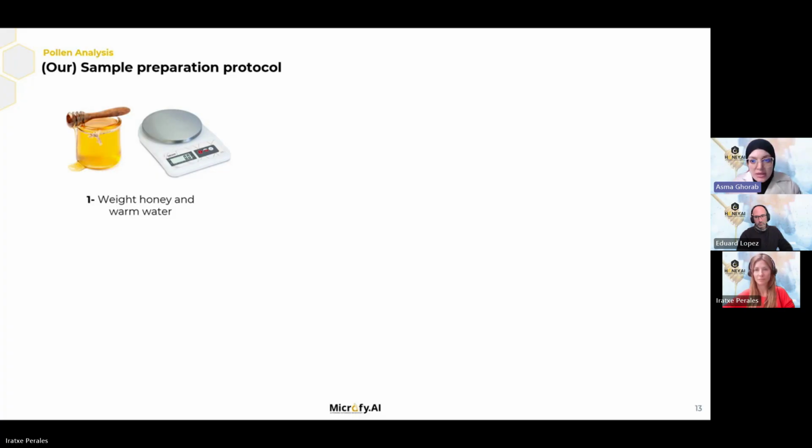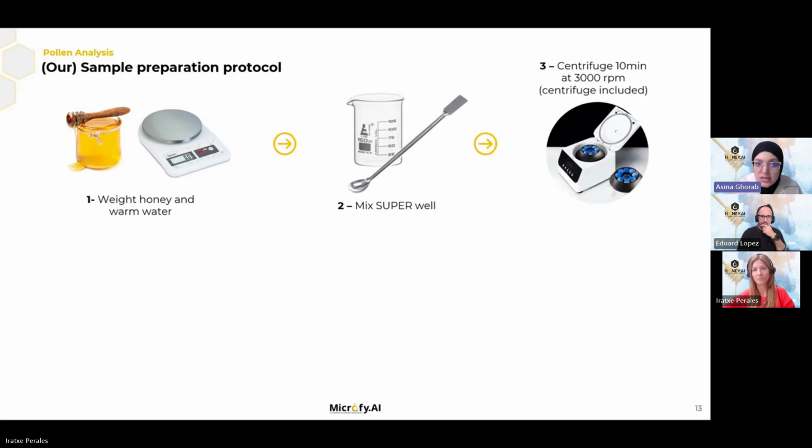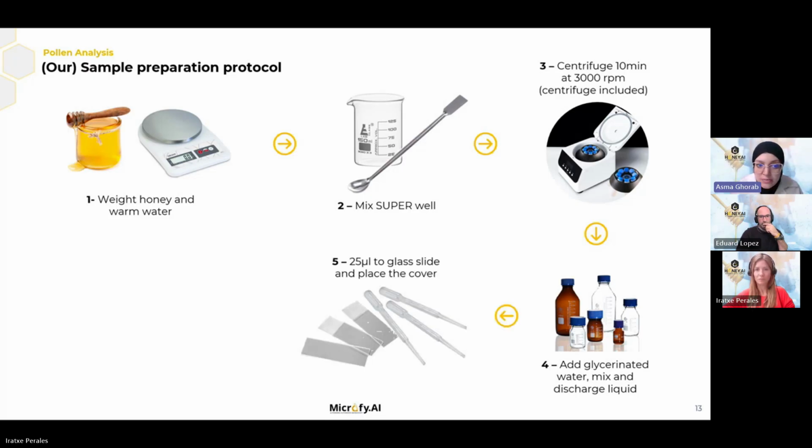So we start by weighing the honey. But before weighing, you have to mix it well, and then add the water and dissolve the solution completely. You have to confirm that the solution is very well dissolved, and then centrifuge for 10 minutes at 3000 RPM. Then resuspend with 25 microliters of glycerinated water. And finally, place the drop on the slide, cover it with the cover slip, and that's all. The sample is ready for analysis.